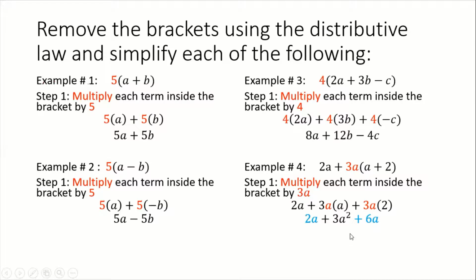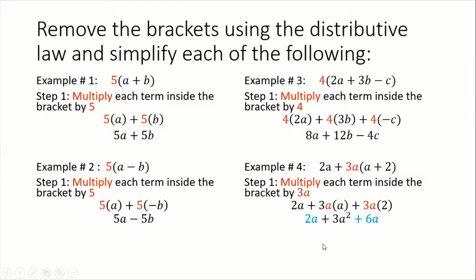Note at this stage, we have what are called like terms. Color code them for you. So I have 2a and we have plus 6a. These are like terms, which means that they can be simplified to give one term.